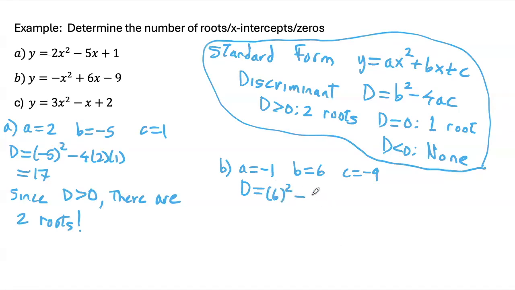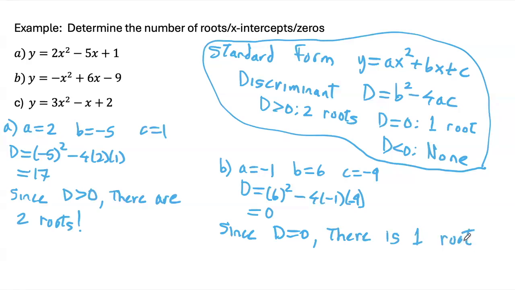Okay, standard form, we can use discriminant. And let's see what answer I get. So 6 squared minus 4 times the a times the c, which is negative 9. I get 36 minus 36, which is 0. Okay, so now we can say since d is equal to 0, there is one root. That's how you show your work.